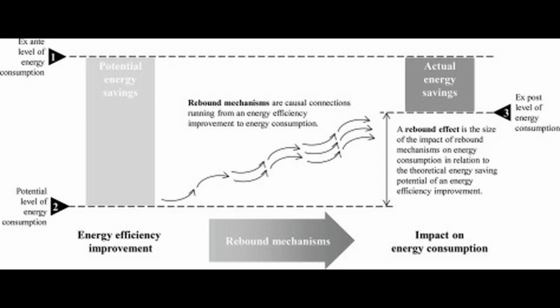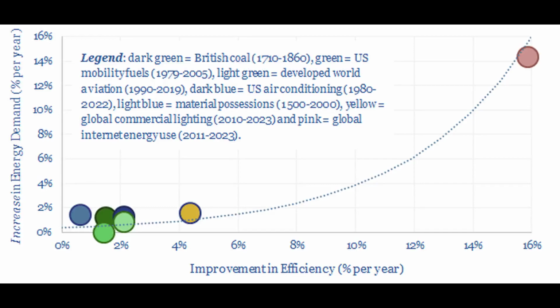3. Khazzoom-Brookes postulate. This postulate extends the implications of the Jevons paradox, suggesting that overall energy consumption will rise as efficiency improves, not just in individual markets but across the economy as a whole. This challenges the conventional wisdom that pursuing efficiency will inherently lead to reduced energy consumption and environmental benefits.